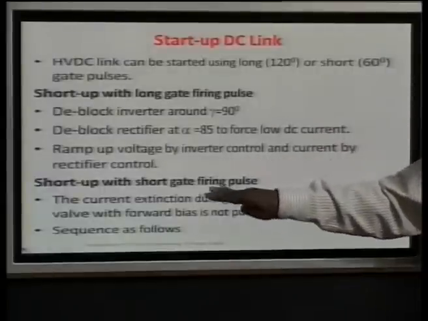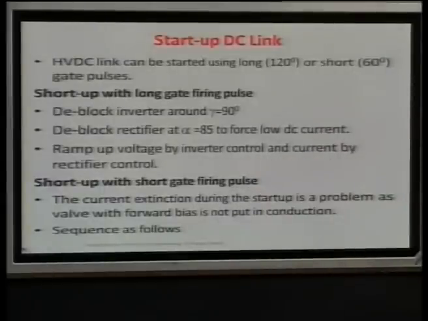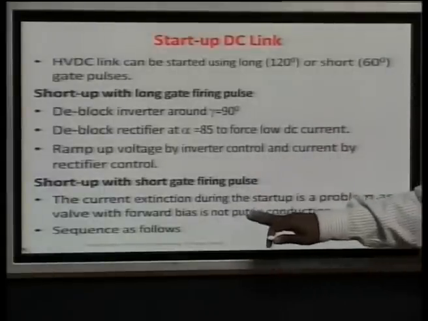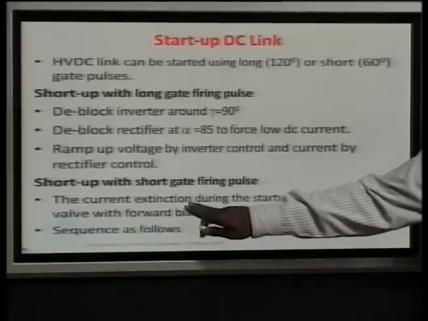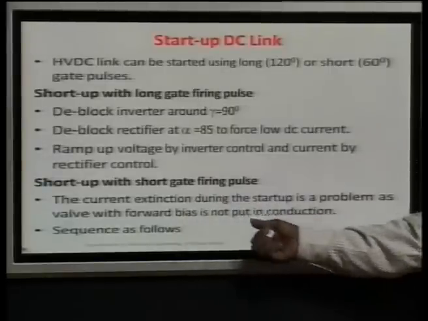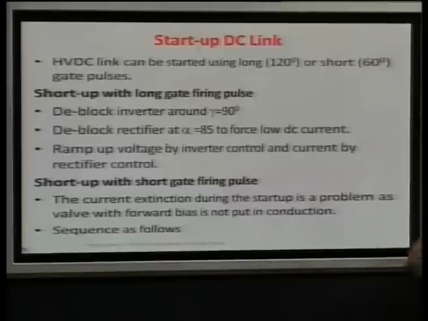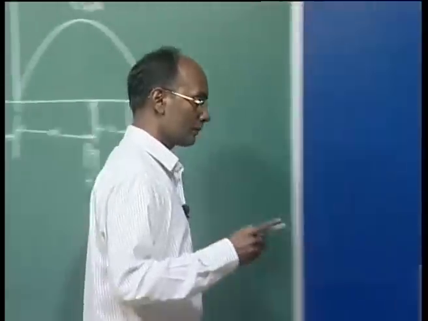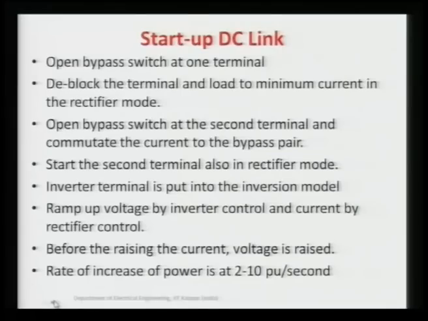But if you are going for the short gate pulse firing here, the current extinction in the inverter operation is a problem, because the forward bias is not in the conduction mode on the inverter side. So, the sequence in this case will be: first, open the bypass switch at one terminal.